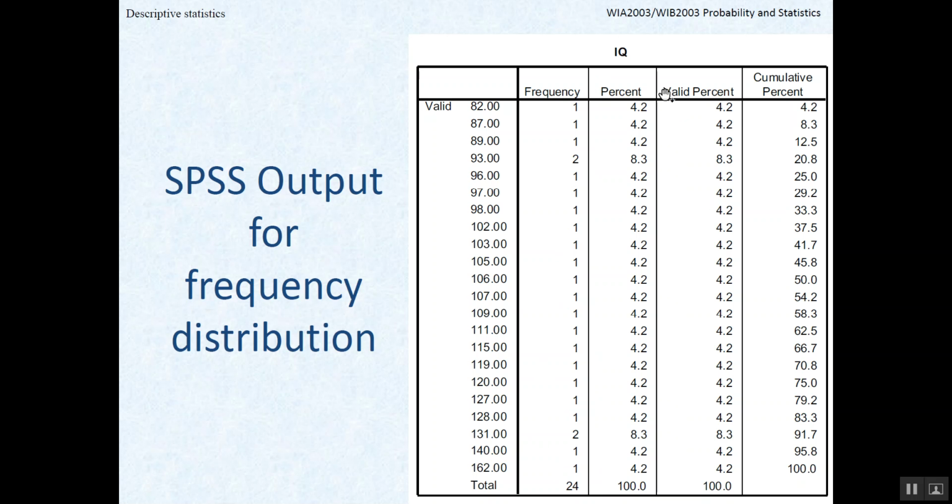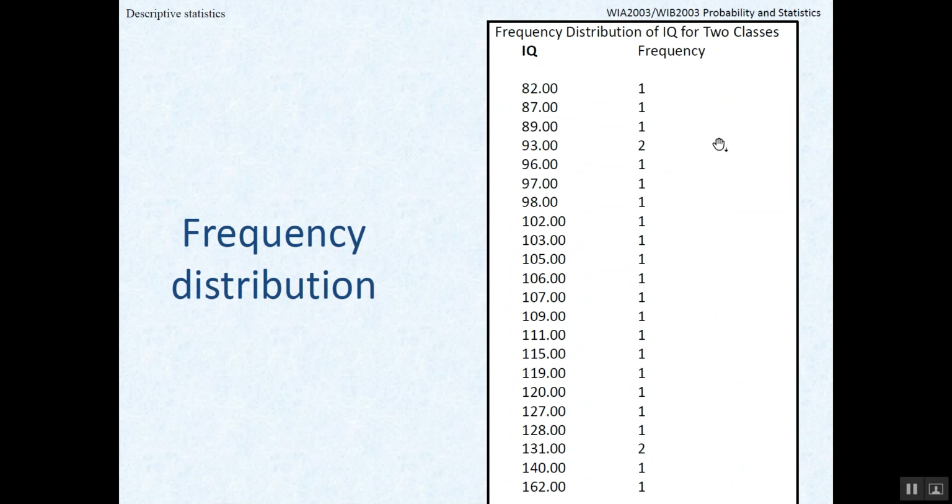Okay, and then these are percentages. You calculate based on the total, right? And this is the cumulative percentage, as you add on to the next until it becomes 100. All right, so these are some examples of data that you can produce in your SPSS.